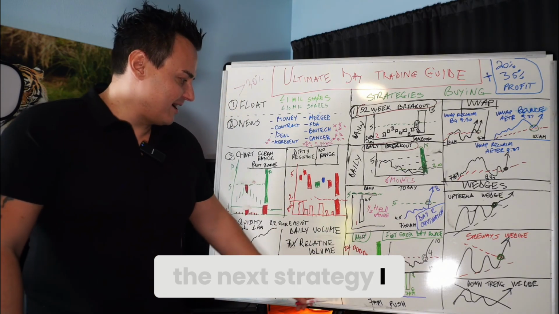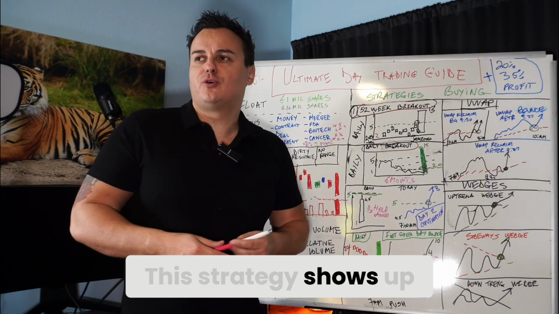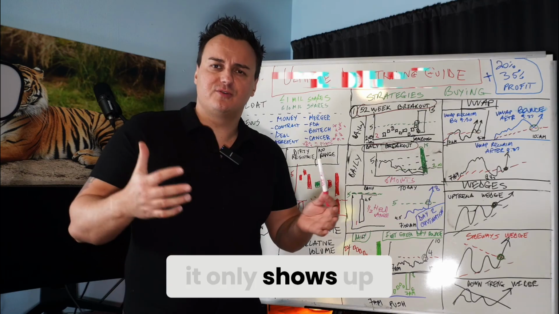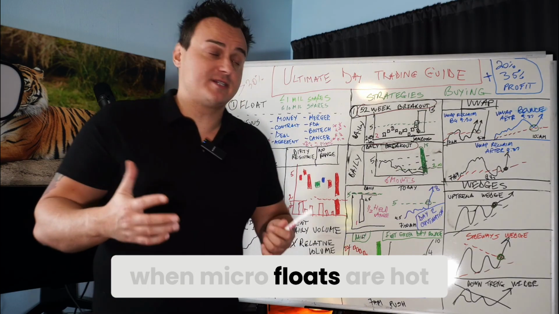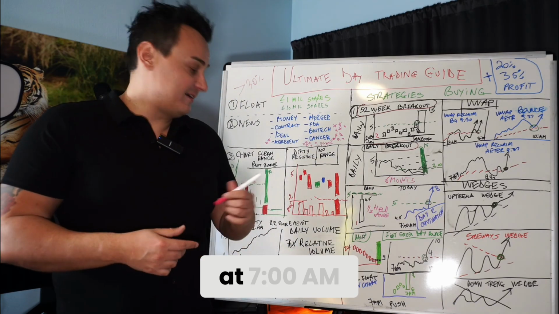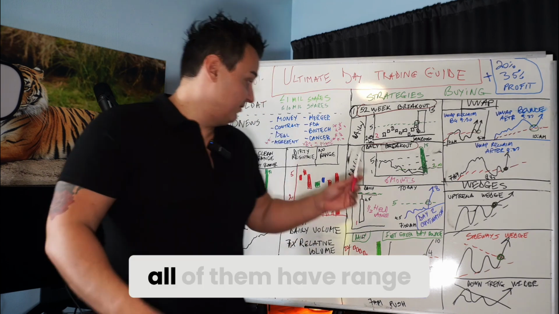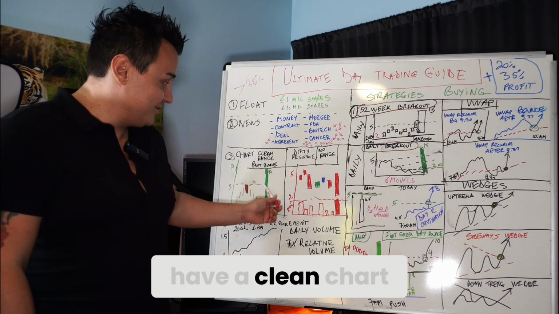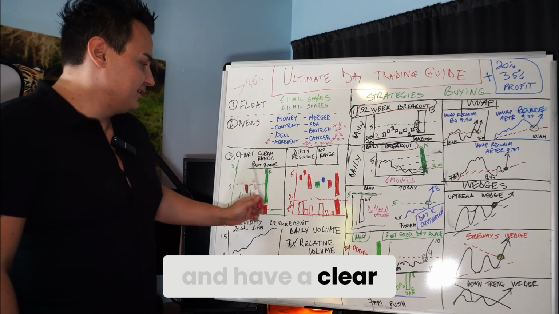The next strategy I have is the 7 a.m. push. This strategy shows up primarily in the morning. It only shows up in micro floats. And it shows up when micro floats are hot, floats underneath 1 million. I look at 7 o'clock a.m. and I look at stocks that all have range. They don't really have to have news, but they need to have a clean chart, have range, a past runner, and have a clear resistance point.